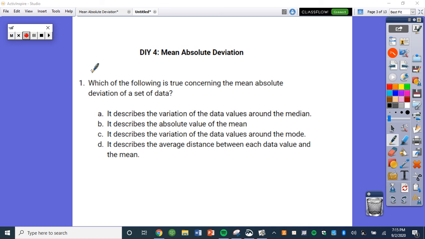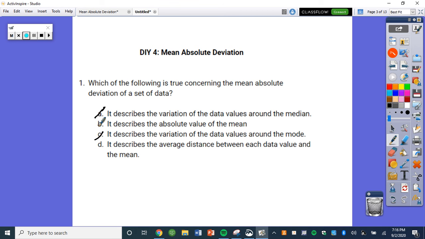of data? Well, remember in the notes video when we talked about mean absolute deviation, we talked about the average distance between each data value and the mean. So we can already eliminate a lot of answers. A talks about median, and we don't deal with median or mode here. So median and mode are automatically out.